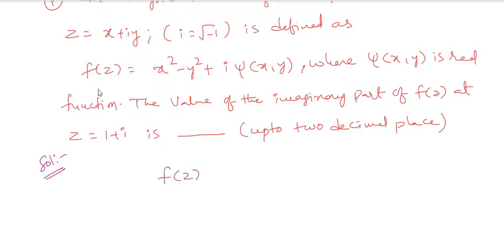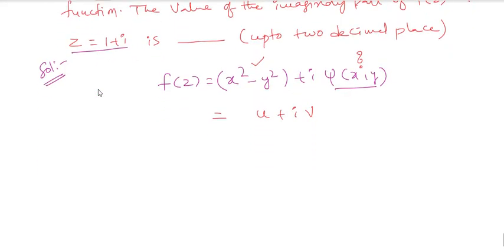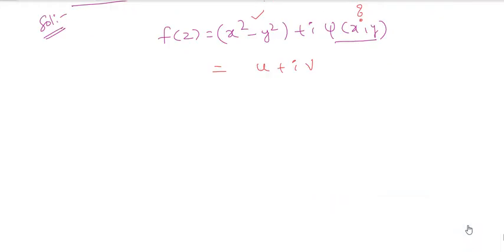They have given f of z is equal to x square minus y square plus i into psi of x comma y. Try to understand, they are asking for this value at some particular z. Am I right or not? So if I compare this with your u plus iv, u is given, they are asking v. So try to solve this problem and substitute, whether you are getting the answer or not. Try to check it out.